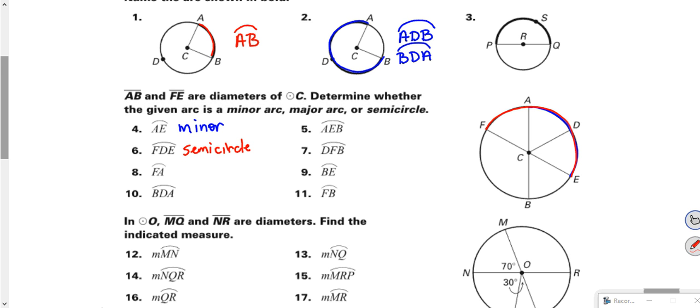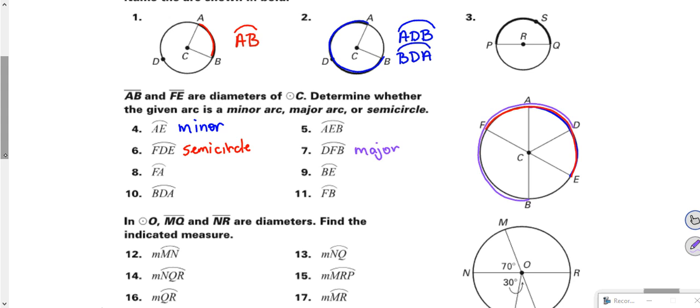That looked a little sloppy, but you get the idea. Let's jump over number 7 because it also has 3 in it. DFB would have to start here, go through F, and then end at B. That obviously is a major. Okay, so that's what you're doing there, just labeling.